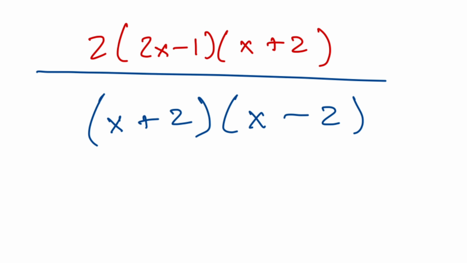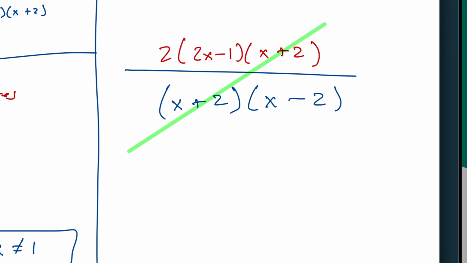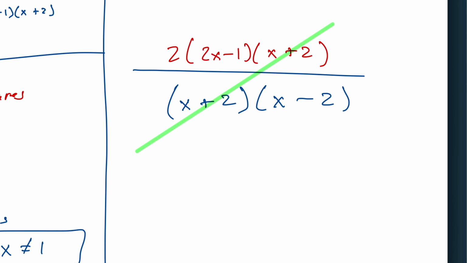And now we can start to see that there's a similar factor on top and bottom. There's the x plus 2. We can cancel it out, okay? So we're left with our most simple form of 2 times 2x minus 1 divided by x minus 2, okay?